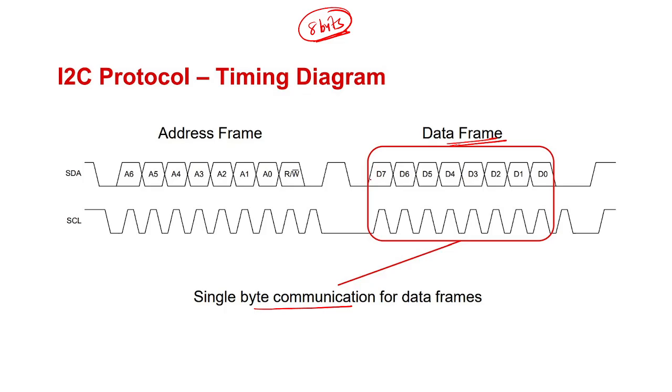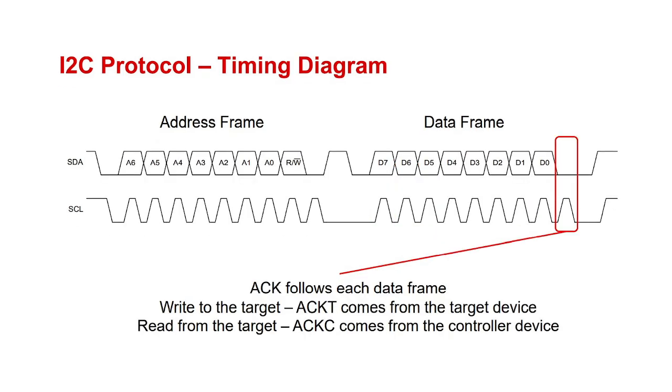That means this data will be sent during the active low of the clock that we already discussed. During this active low of the clock only, this data will be sent. After the 8 bits of data, one more acknowledgement will be there. One more acknowledgement follows the data frame.